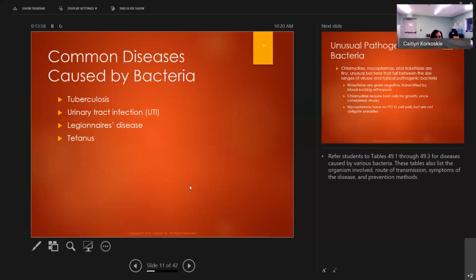Okay. So some common diseases that are caused by bacteria are tuberculosis, UTIs, and I'm not sure what this is. I've not seen that before. And Legionnaires, tetanus. I'm sorry? Legionnaire's disease? Yeah, I've not heard that before.